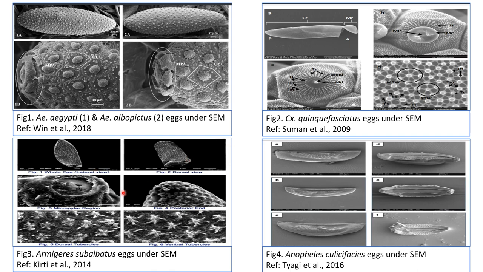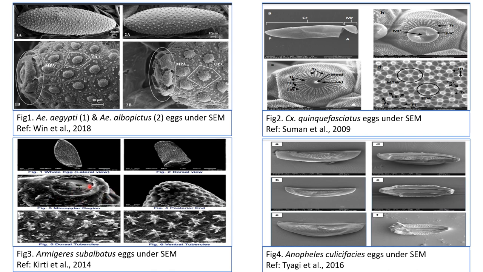In figure 3, I am referring to the work of Kirti et al. 2014. They studied egg surface morphology of Armigeres subalbatus eggs under scanning electron microscope, and this first figure shows the whole egg in lateral and dorsal view.